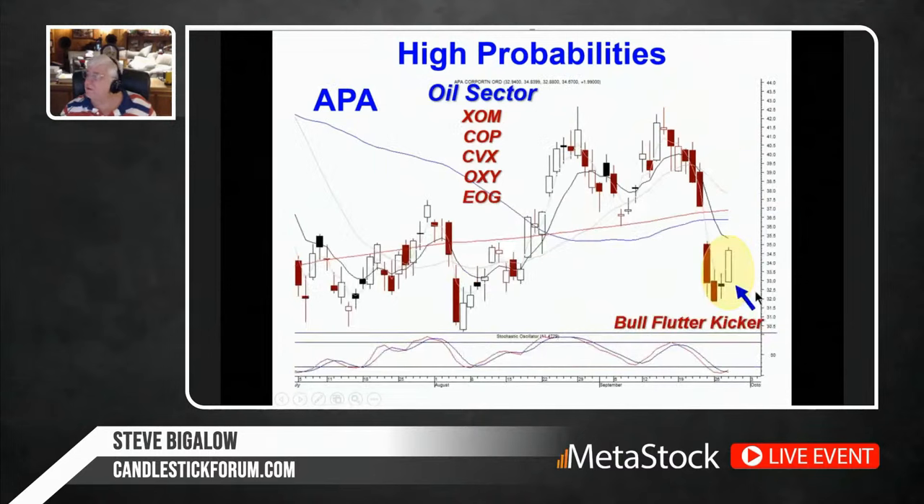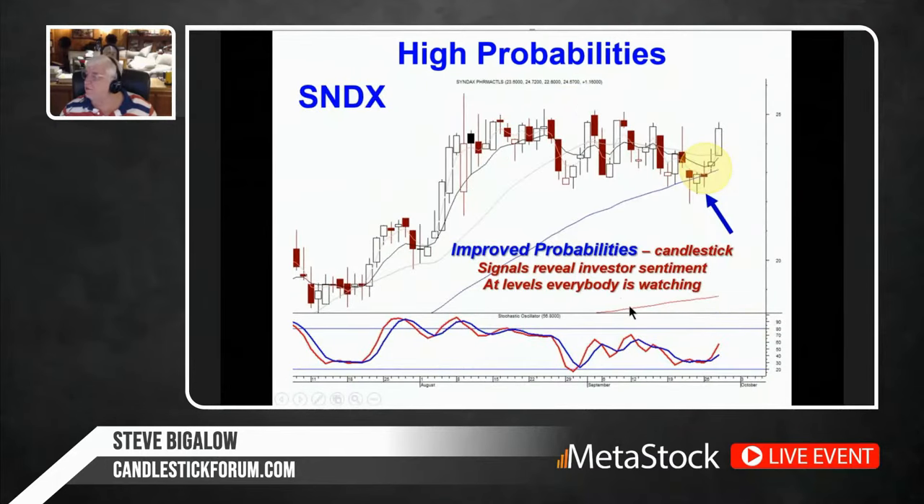Same thing, they started buying the oils today. Kind of a bullish flutter kicker signal in Apache. So is this just an outlier, they're buying this one oil? No, you can check all the other ones. If they've got strong bullish signals, that means they're buying that whole sector. So now we're trying to find the strongest one in that sector. So everything that we look at has reasons or confirming reasons that there were buy signals occurring at those levels.